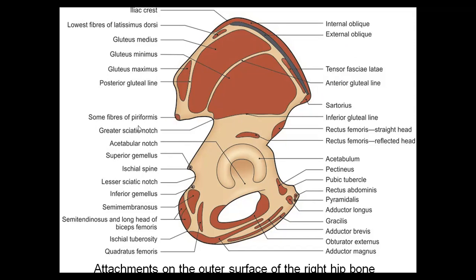Piriformis. Piriformis is a very important muscle when we study the gluteal region. It is considered the key muscle of the gluteal region, like lock and key, because this is the landmark muscle below which you will see the sciatic nerve coming out. That's the reason piriformis is considered the key muscle of the gluteal region. So I hope from the outer surface you are able to appreciate the various muscles coming.